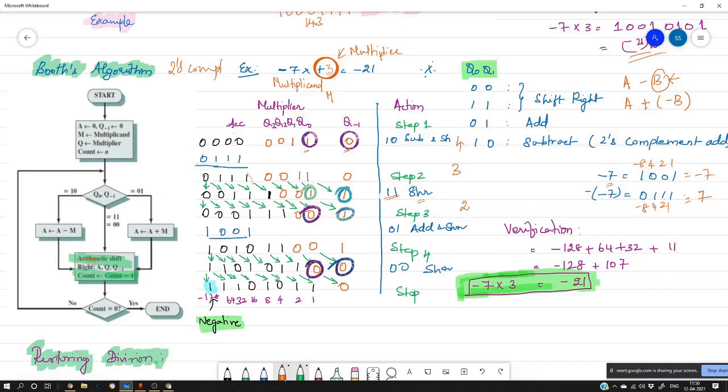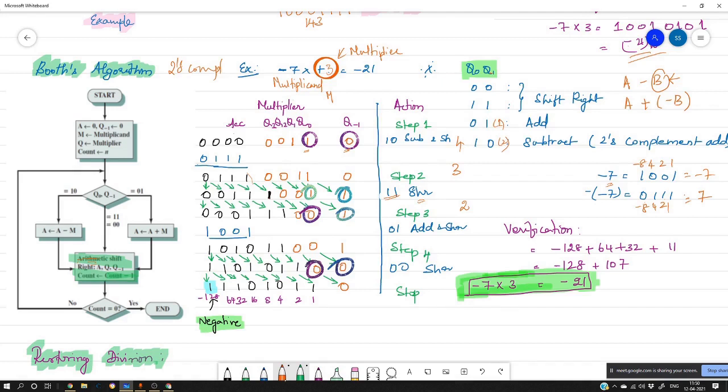Now again check the values in Q0 and Q minus 1. They are 0 and 1. Since the values are different, you either need to subtract or add. For 0, 1 you add. You can just remember the decimal values: for 1 it is addition, for 2 it is subtraction. It is 0, 1, so you add and do shift right.